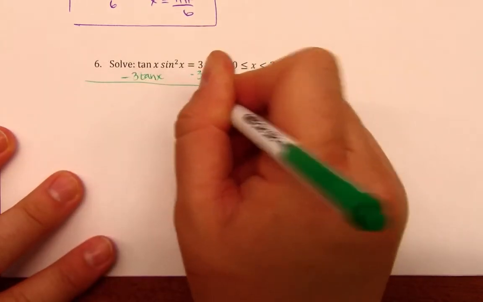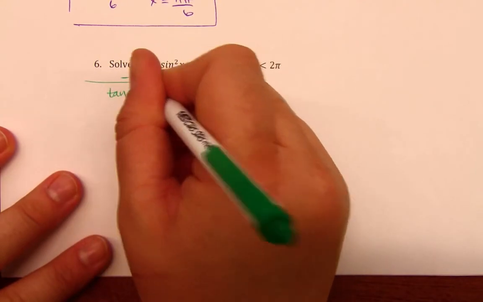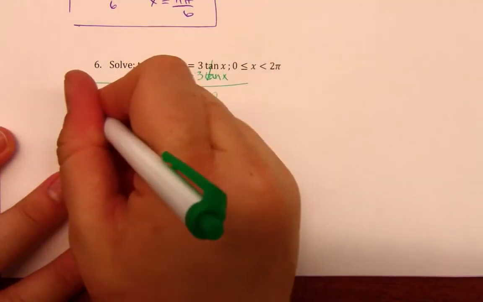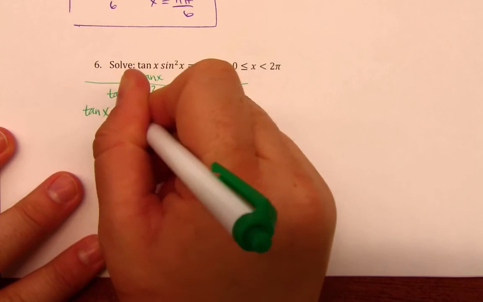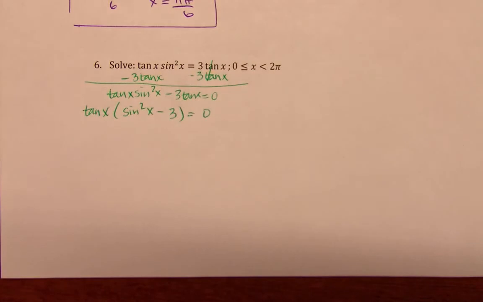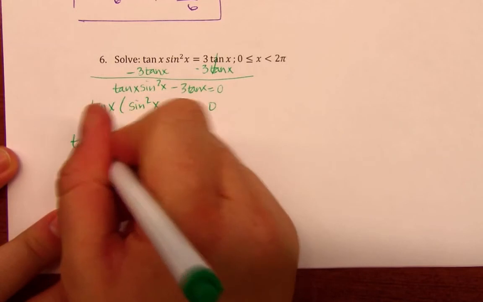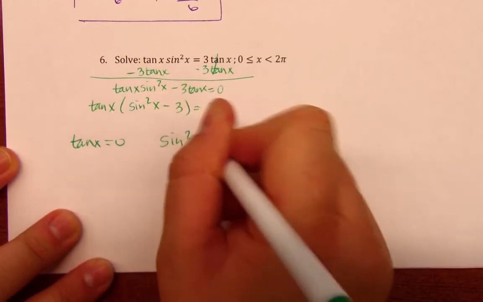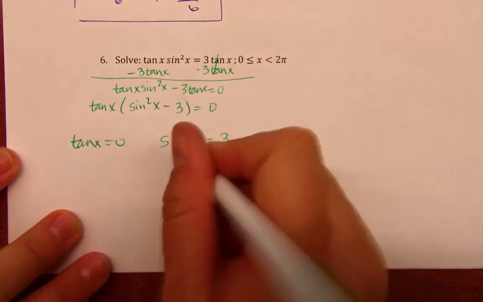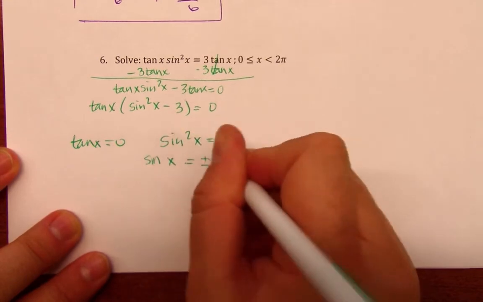So that's gone. We have 0 equals tan x times sine squared x minus 3 tan x. I'm going to factor out a tangent x. And now this is factored. So I can set both my factors equal to 0. So I have tangent x equals 0 and sine squared x equals 3. Square rooting that, sine x equals plus or minus root 3.